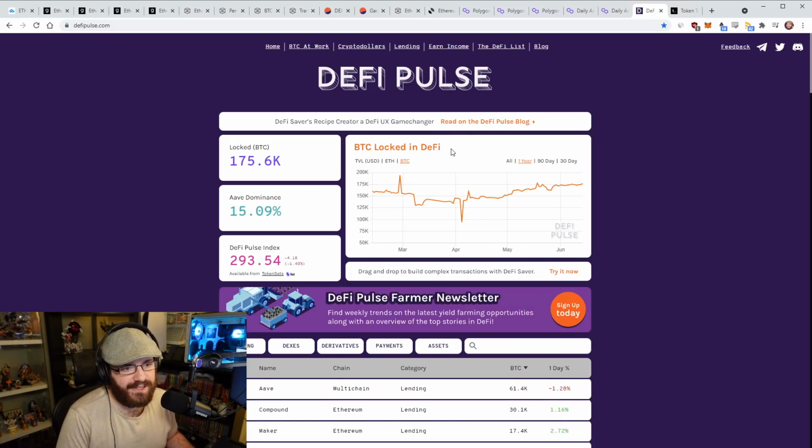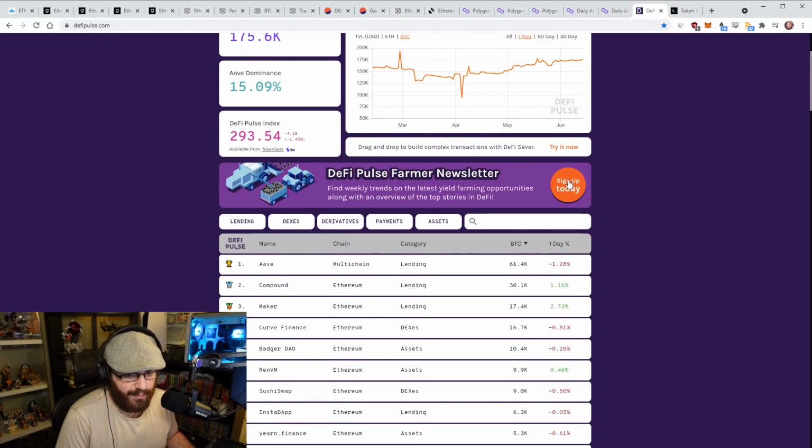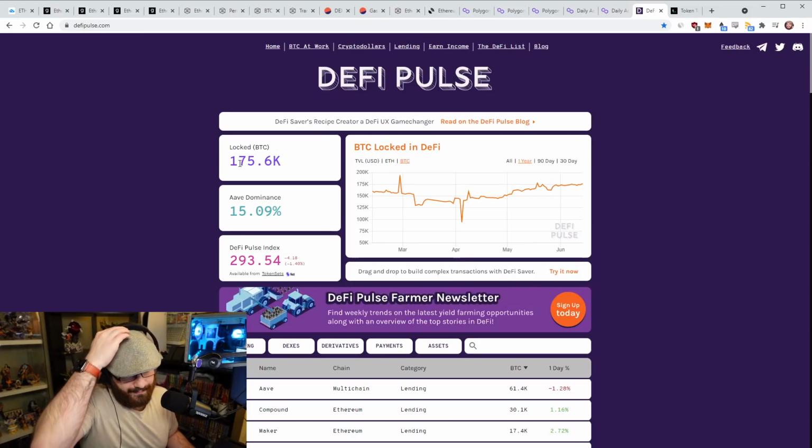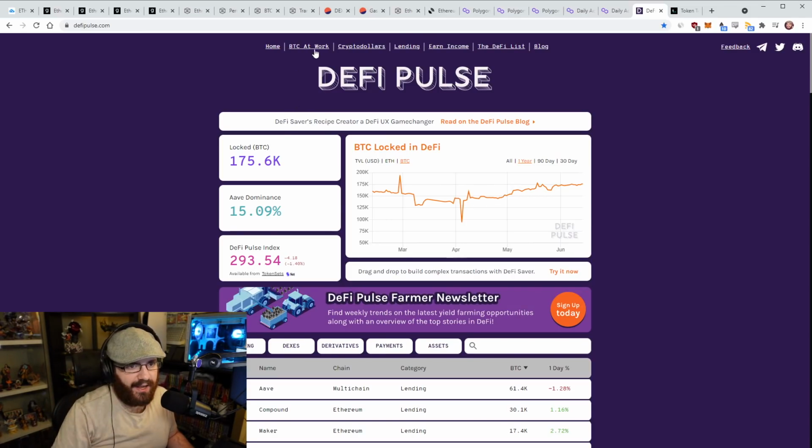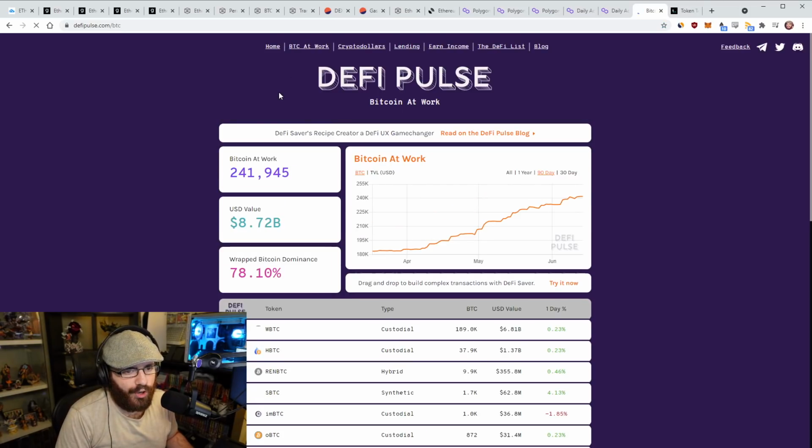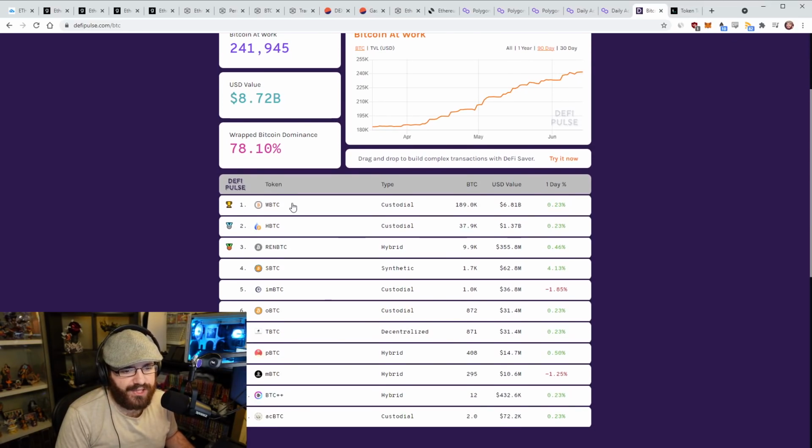Now, if we look at BTC locked as well, you can see that's remained steady. I think with BTC locked, they actually track WBTC as well here, so I'm not sure if this is the best tracking, but if we go to their BTC at work thing here, you can see the Bitcoin at work paints a better picture. You can see that this has just been trending up, but this Bitcoin at work is not measuring Bitcoin in DeFi. As I mentioned, this just counts the amount of Bitcoin that is on Ethereum.